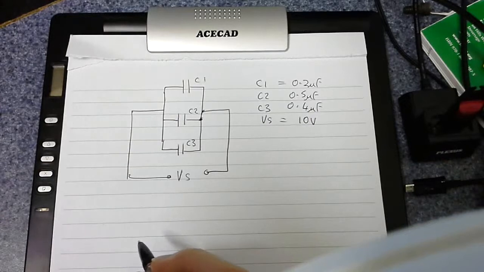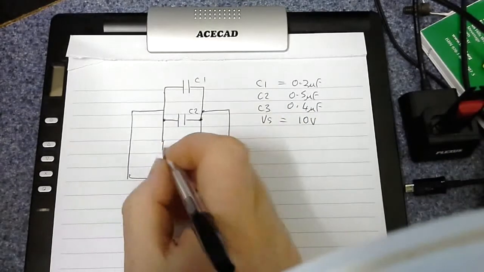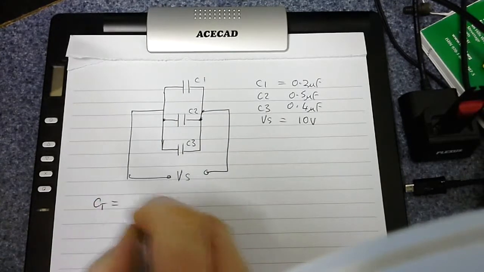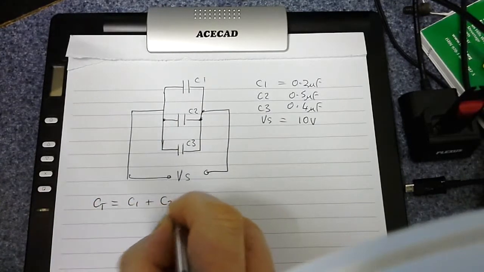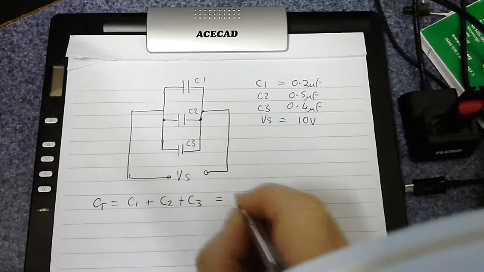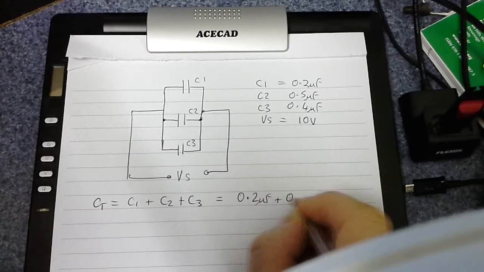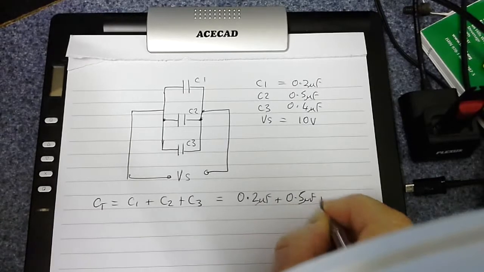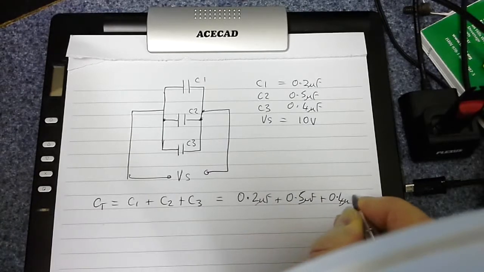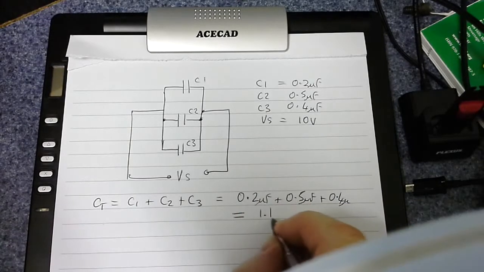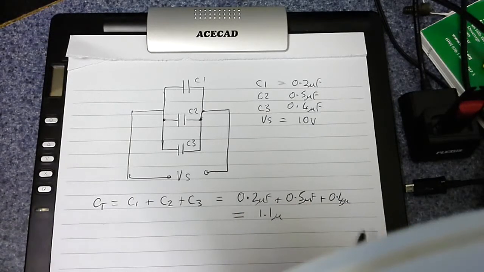And in the case of the parallel capacitors, we can just add them together, physically add the numbers together. So the total capacitance CT will just be equal to C1 plus C2 plus C3, which will be 0.2 microfarads plus 0.5 microfarads plus 0.4 microfarads, and of course that will equal 1.1 microfarads. Oops, forgot the F.